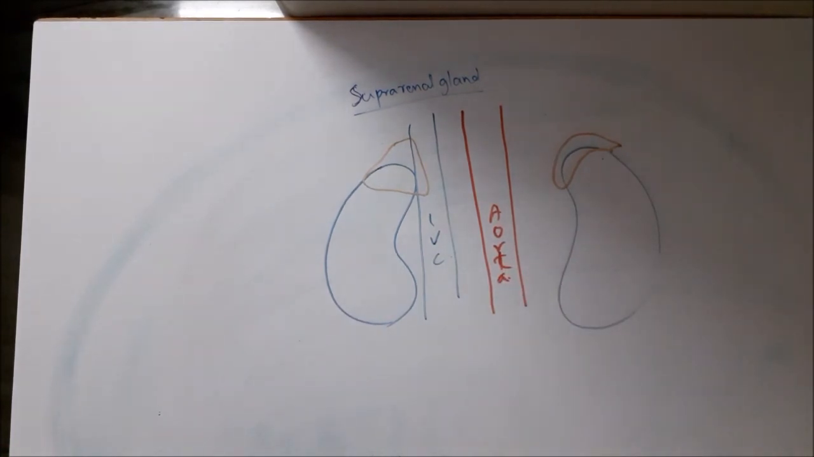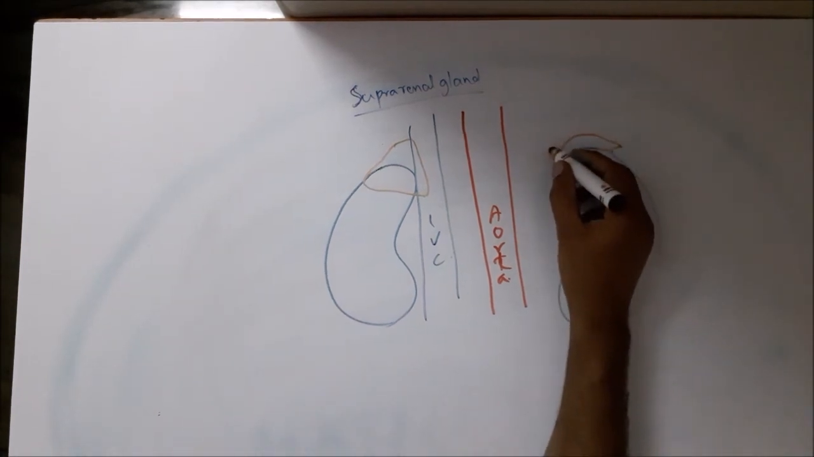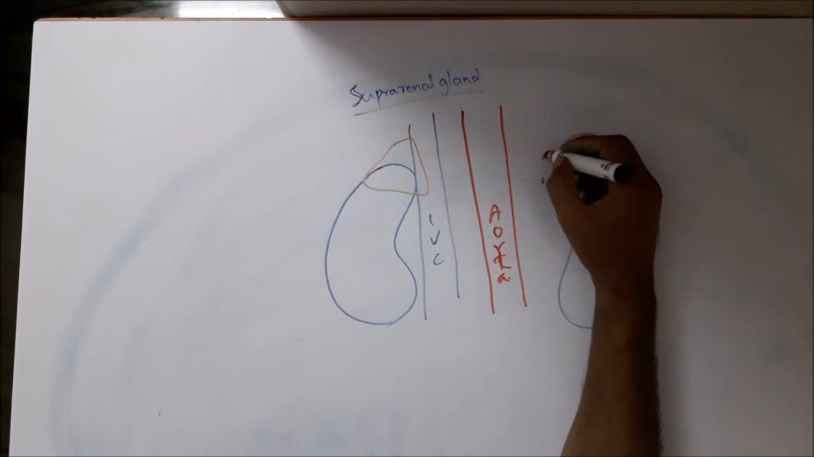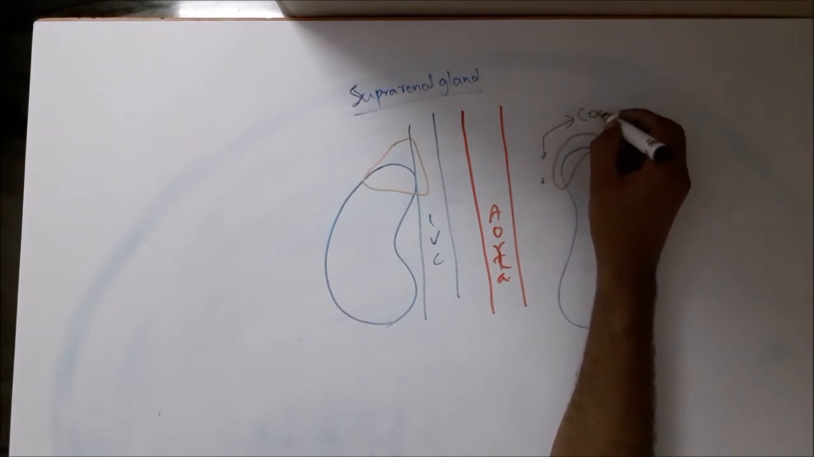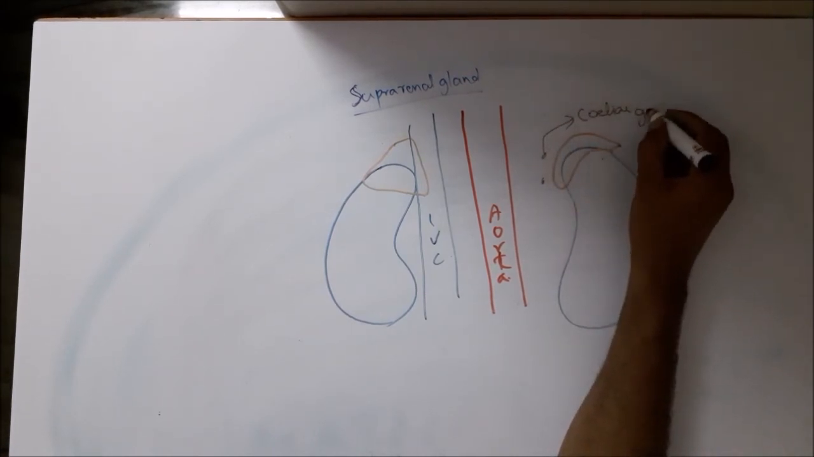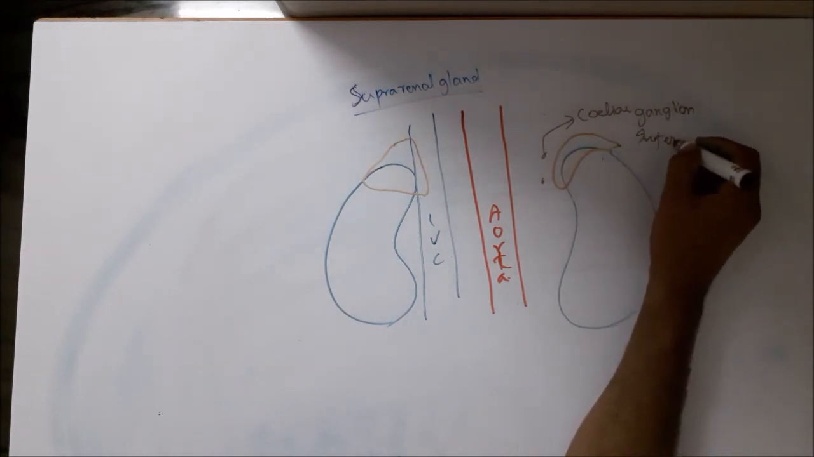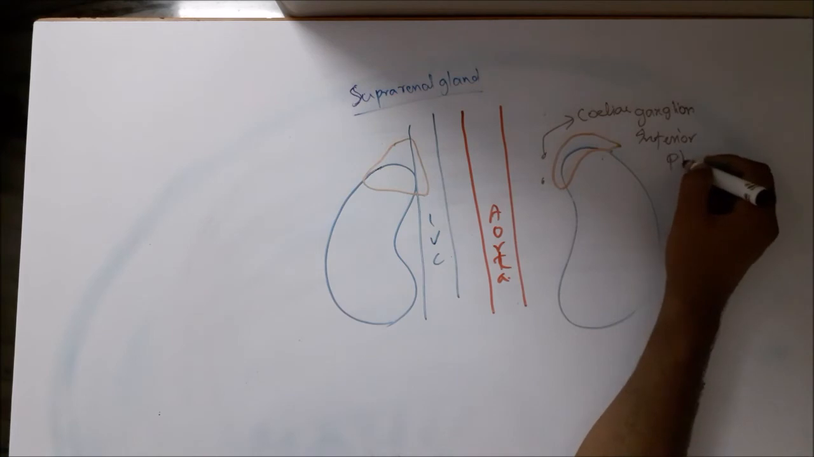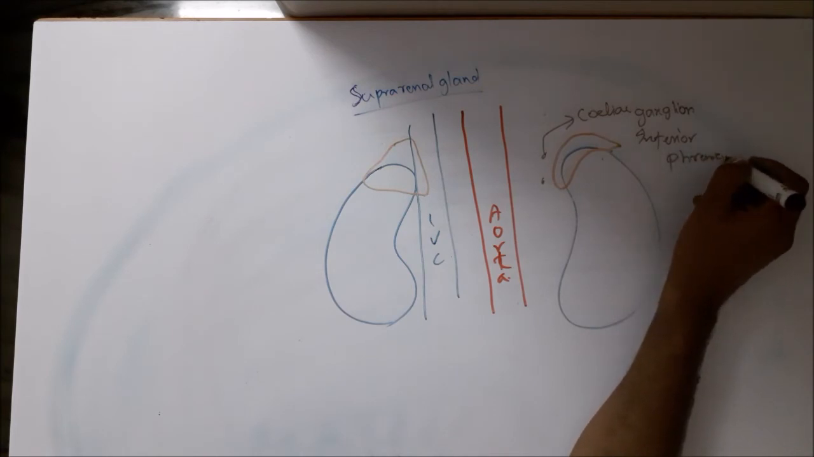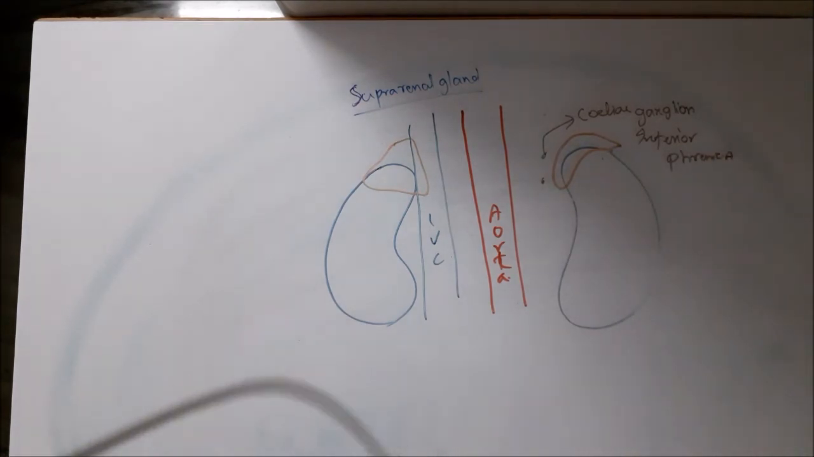So before that, in the relations of both suprarenal glands, right and left side, along the medial borders of both right and left suprarenal glands, we'll be having celiac ganglions, and apart from that they are related with inferior phrenic arteries. So these are the relations along the medial border of both right and left suprarenal glands.